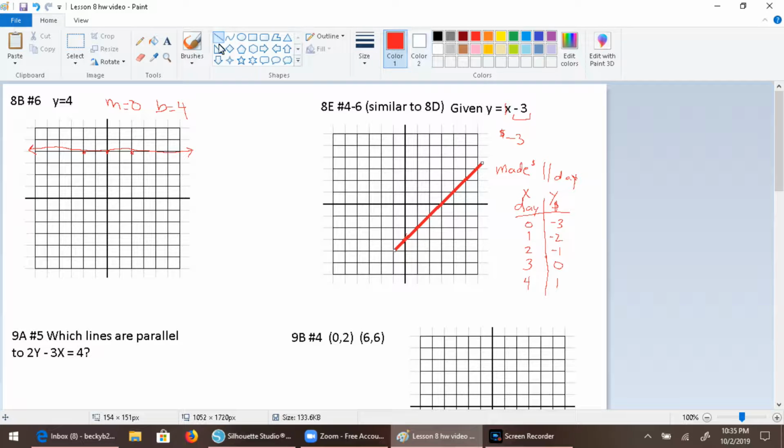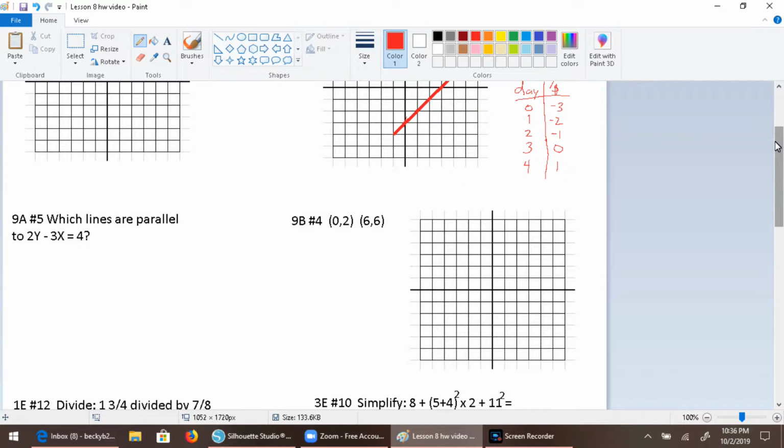So what is our slope? Here, our slope is what's in front of the x, or 1. Our slope is 1, and our y-intercept was negative 3. Start it down here. Okay, next one on 9a, number 5. Which lines are parallel to 2y minus 3x equals 4?